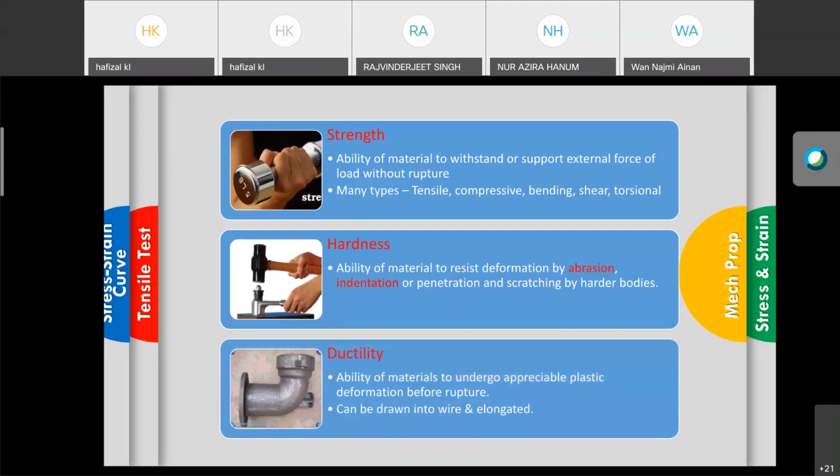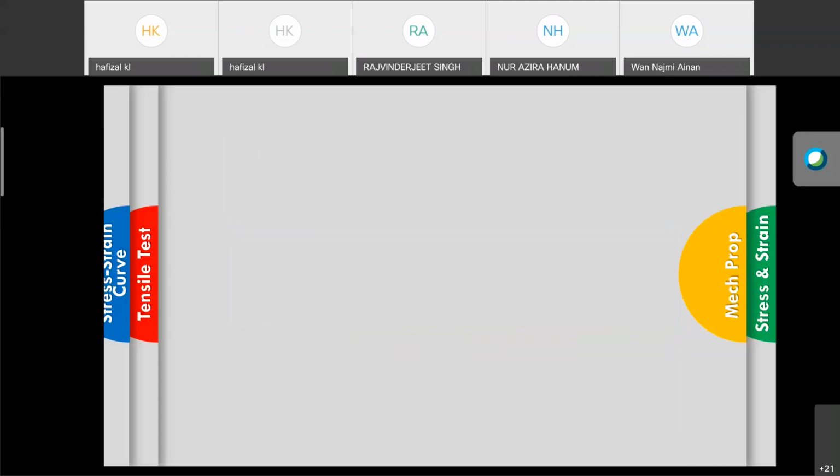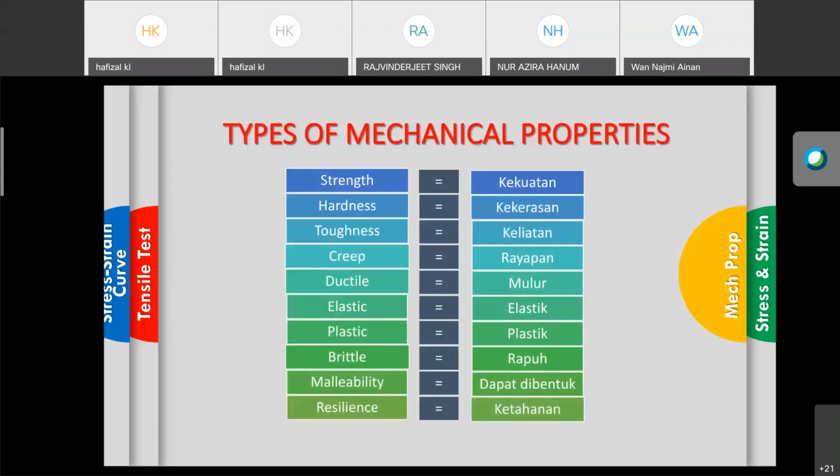And then we have ductility. Ductility is the ability of a material to undergo appreciable plastic deformation before rupture. In Malay, ductility is "mulu".